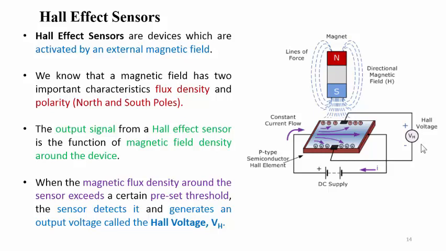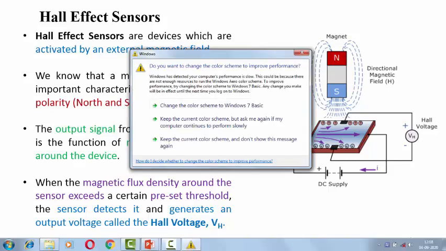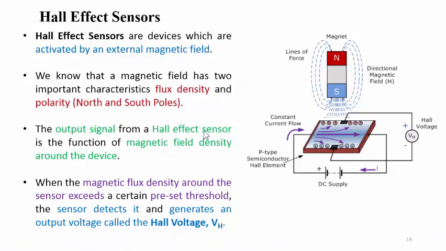Due to the magnetic field or the flux, the movement of the electrons and holes available in this semiconductor material changes, and this will produce the change in the output voltage. We know very well that the magnetic field has two important characteristics, that is flux density and polarity, that is north and south poles. So the output signal from the Hall effect sensor is a function of the magnetic field density around the device.